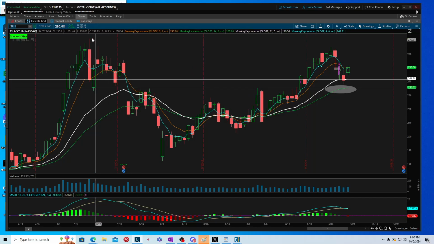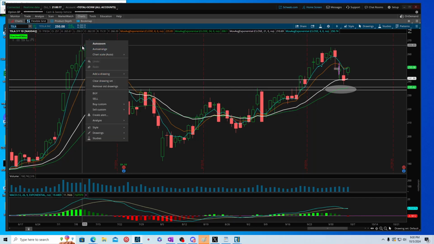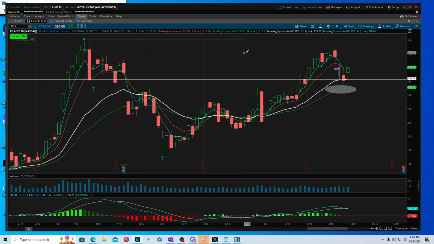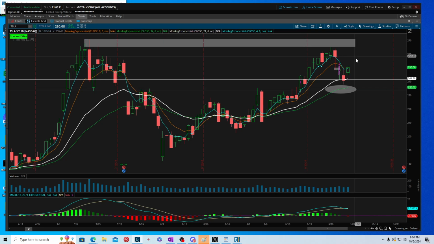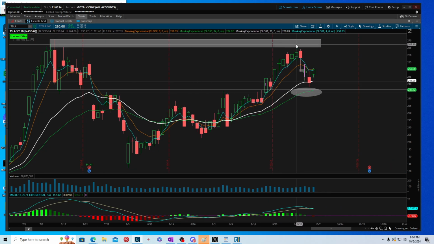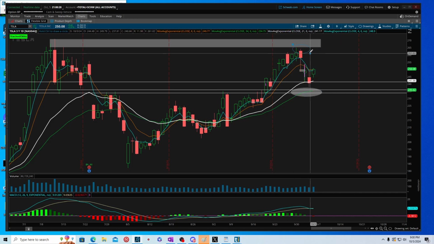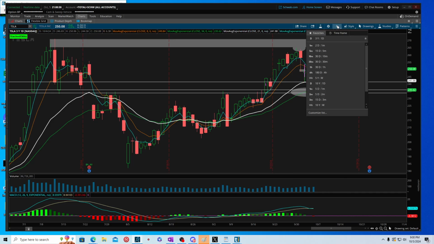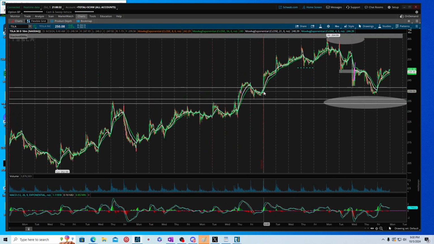So right here, guys, you're marking off your levels, supply, resistance, however you want to call it. That's the supply zone. Let's mark this off, so you know this is the area. But how will we get short on that? Well, I'm going to show you how.